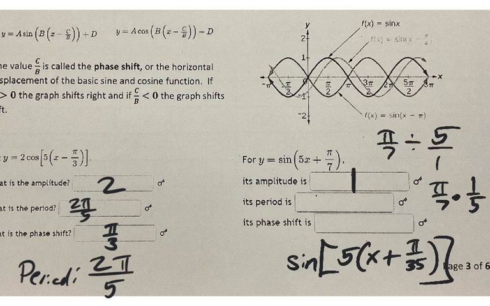Everybody's good? So looking here, what would my period be? 2 pi over 5. So see, I can really still identify the period from this one, right? It doesn't really affect the period. The one it does affect is the phase shift. So now my phase shift would be negative pi over 35. I mean, I'm going left pi over 35.